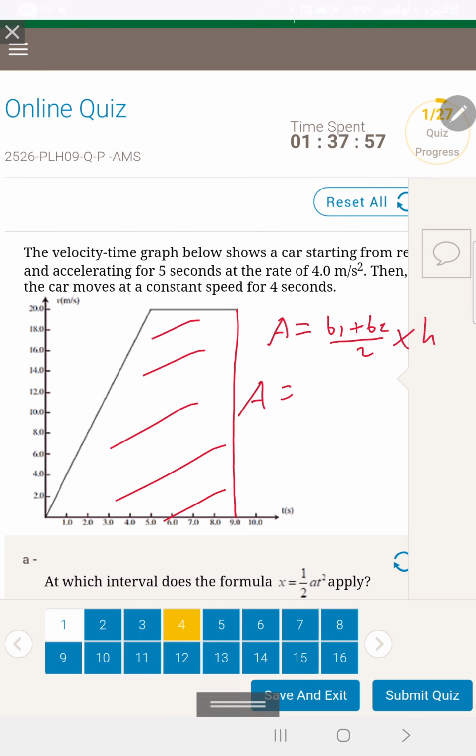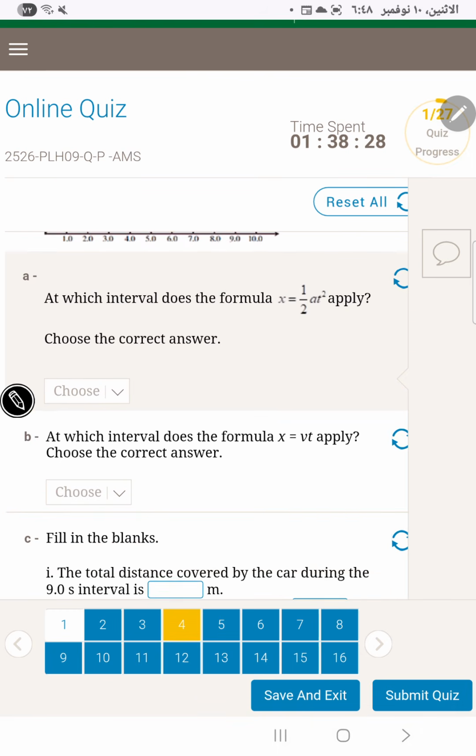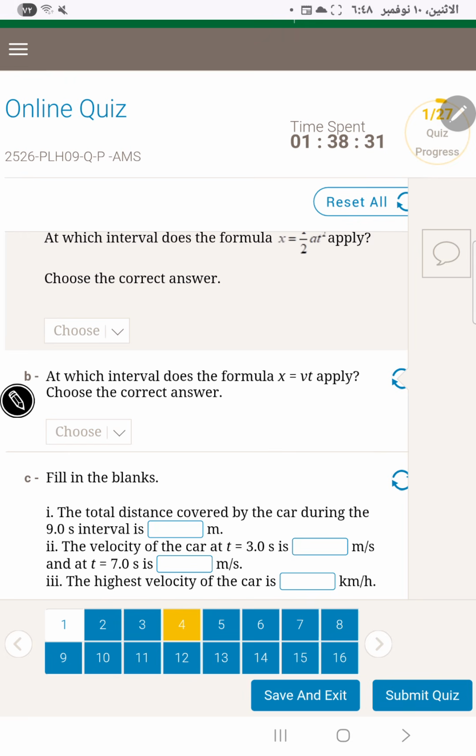So area is equal to base 1, which is 9, plus base 2, from 5 to 9, which means here base 2 is 4. So plus 4, divided by 2, times the height, which is 30. So that's what you have to do for the displacement or the distance traveled in the first 9 seconds, or in the whole journey. Now the velocity of the car at 3 is what?